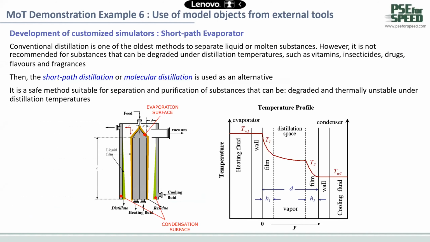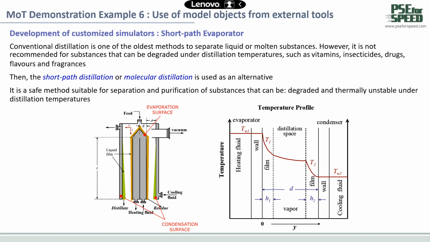The short path evaporator is a safe method for separation and purification of substances. The cylindrical body is surrounded by a cylinder. One of them acts as the evaporation surface and the other as the condensation surface. The liquid material to be distilled is fed to the evaporator wall, and the evaporation and condensation surfaces are kept at constant temperatures, TW1 and TW2 respectively.